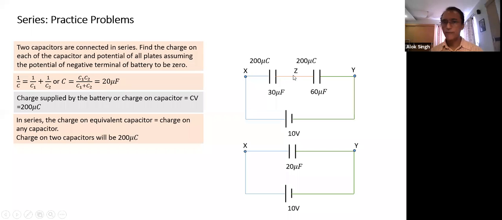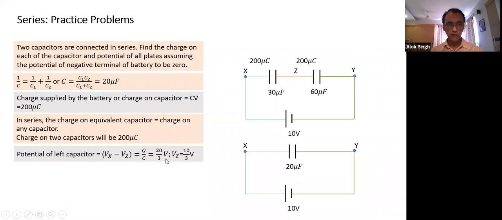What I'm left with is the potential here. Now on this capacitor, I have the charge as well as the capacitance, so I can find the potential difference between the two plates of the capacitor. I apply that formula to find the potential at point Z. Vx minus Vz, the potential of the positive plate minus the potential of the negative plate, is equal to the charge on the capacitor divided by its capacitance. If I substitute those values, it comes to 20 by 3 volts. So Vz will be equal to Vx, which is 10, minus 20 by 3.